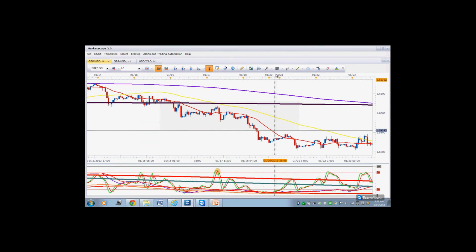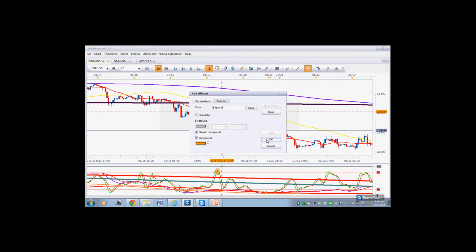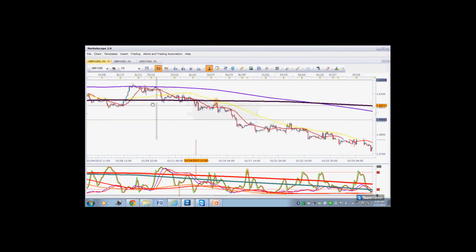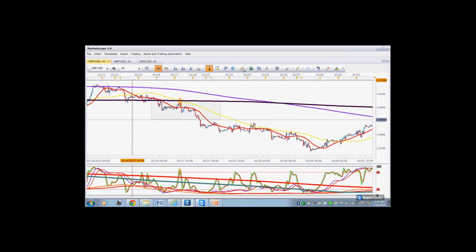So if we entered on the signal provided by the 1-hour chart here, then we could have entered this trade as soon as possible and profited from this first push to the downside. This is about 352 pips.